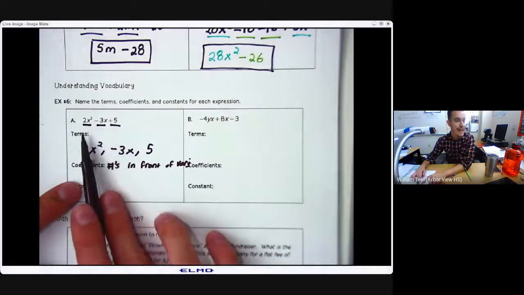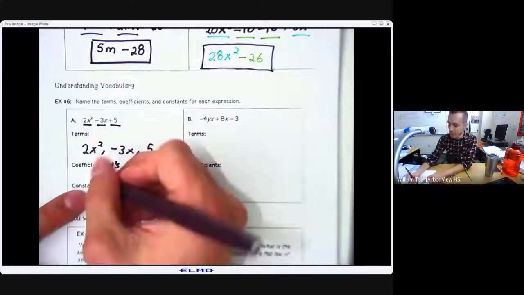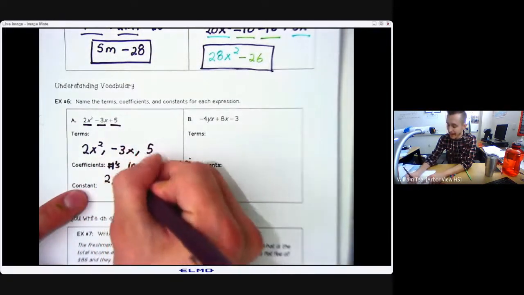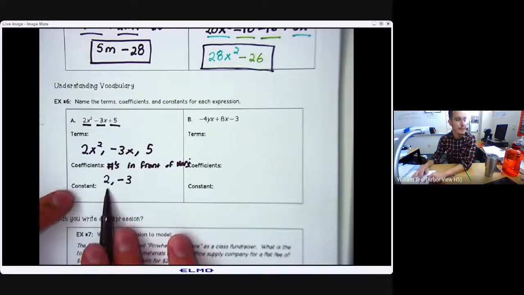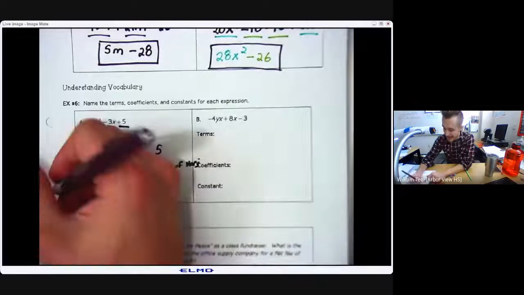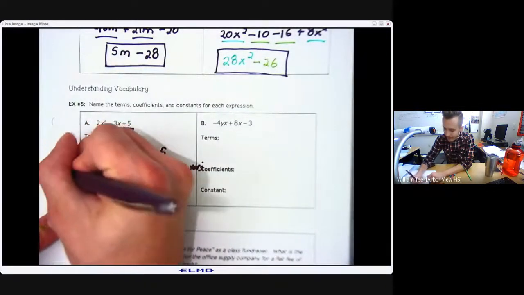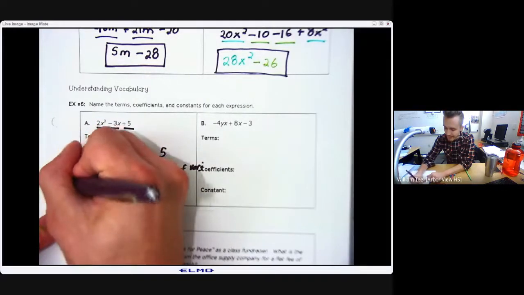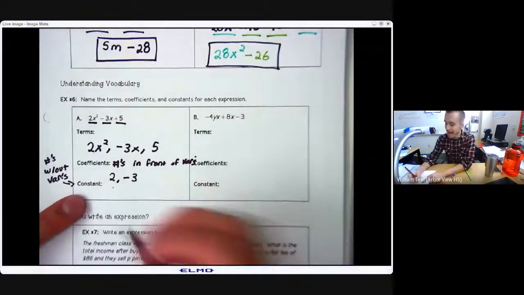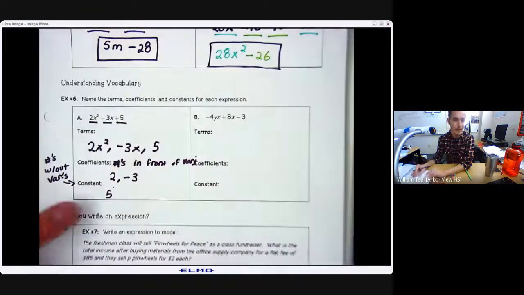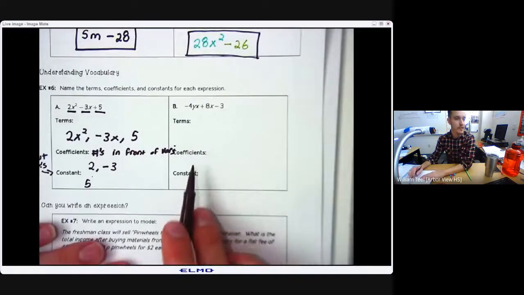So I have 2 and I have negative 3. Those are the two numbers that have variables attached to them. So my coefficients are going to be 2 and negative 3. My constants, those are going to be all of the numbers that don't have variables. So I'm going to say numbers without variables. Those are my constants. Okay? So my constant here is just going to be 5 because that's the only number that does not have a variable. Let's go through part B very quickly now that we know what terms, coefficients, and constants are.